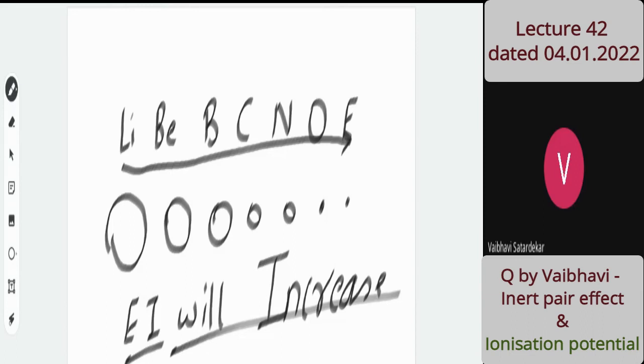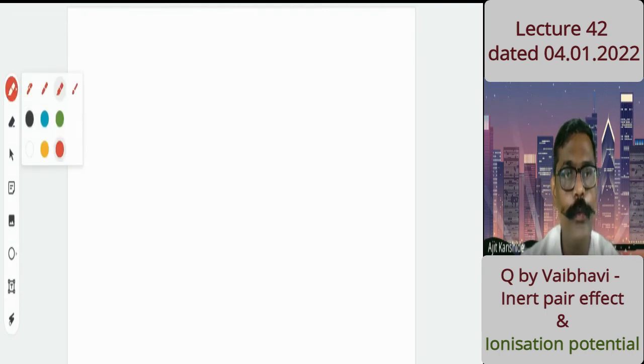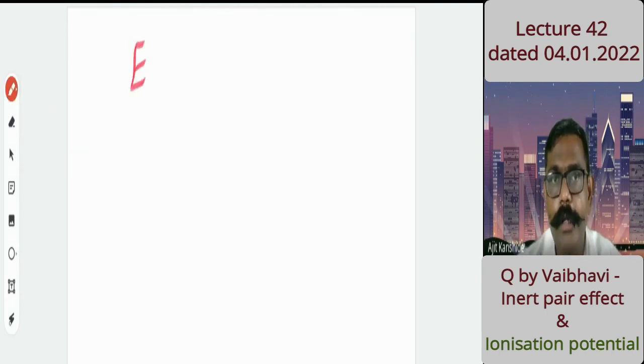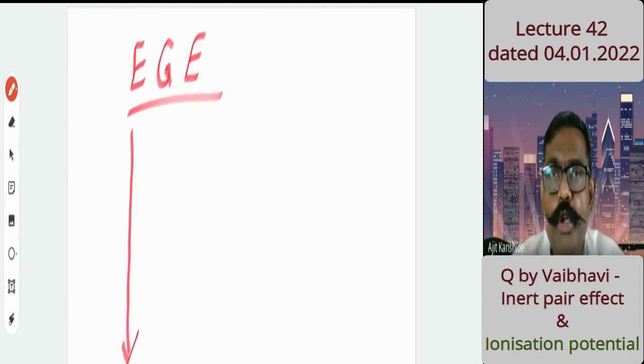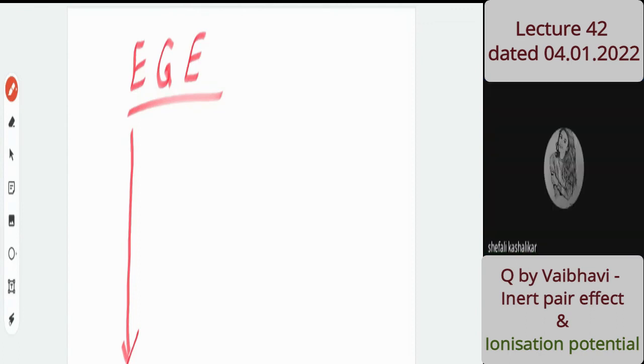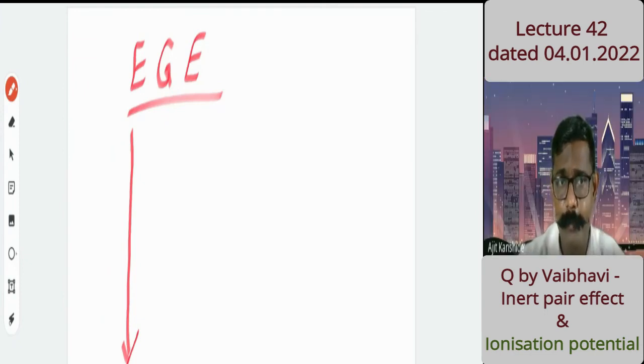Now, because of your answers, I want to conclude the point related to enthalpy change, electron gain enthalpy. As I move from top to bottom along a group, what do you think? Will this electron gain enthalpy increase or decrease? Decrease, because of the attraction to the electron added. Increase. Electron gain enthalpy will increase.